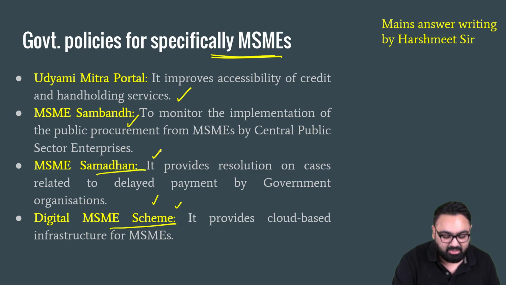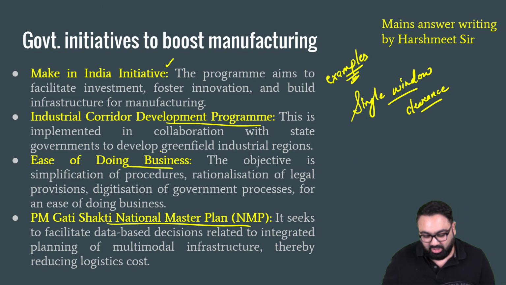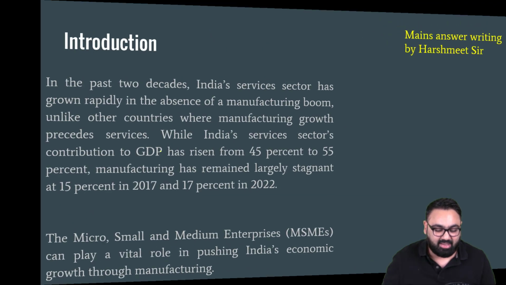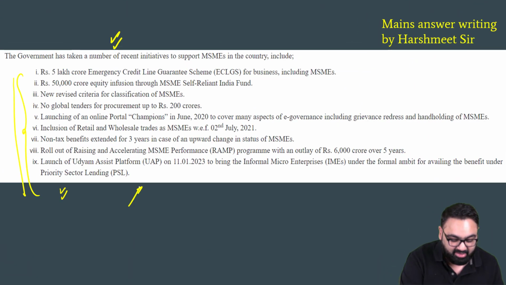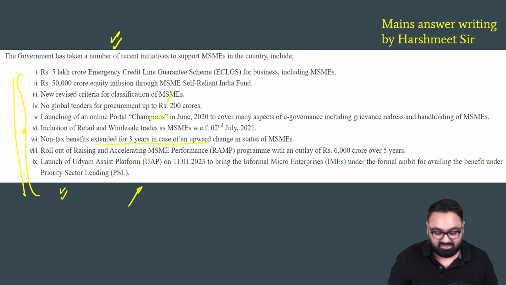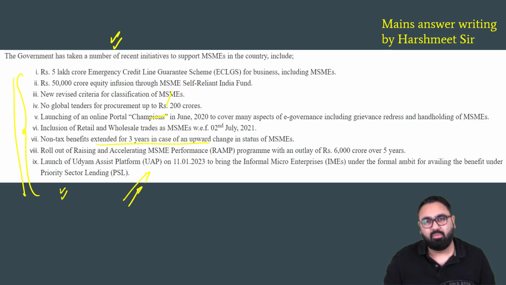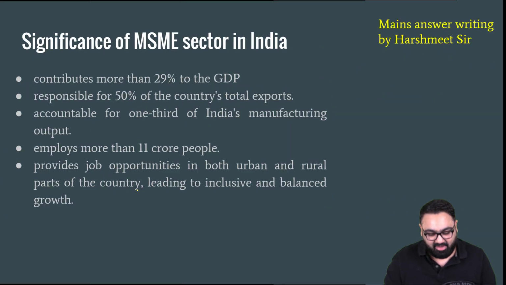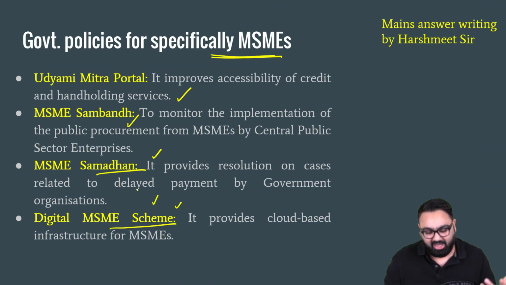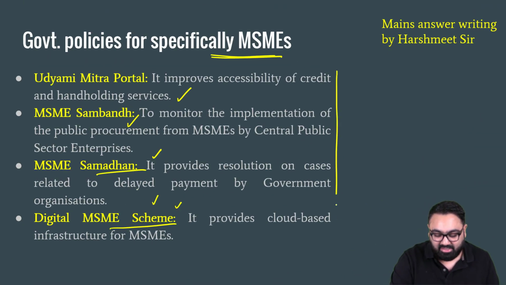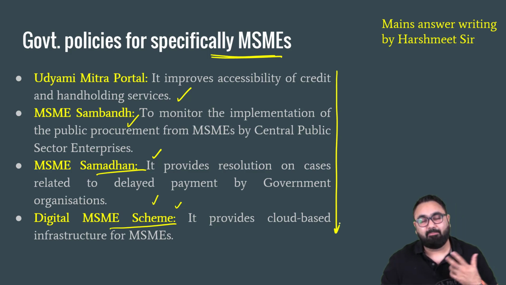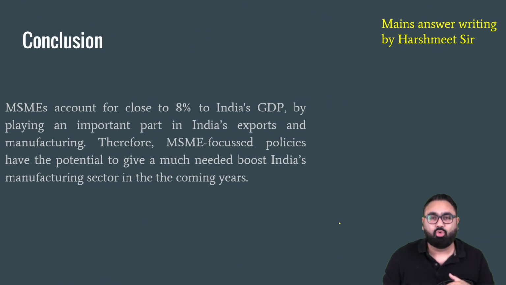MSME Samadhan. If you go back to the PIB article here, there are many other initiatives that have been given here, like the launch of the Champions portal, non-tax benefits extended for 3 more years, launch of the Udyam Assist program or platform. A lot of these initiatives can be written, but I have written from my own point of view what I remembered at that point of time. This is what concludes my main body, and then I'll come to the concluding part.